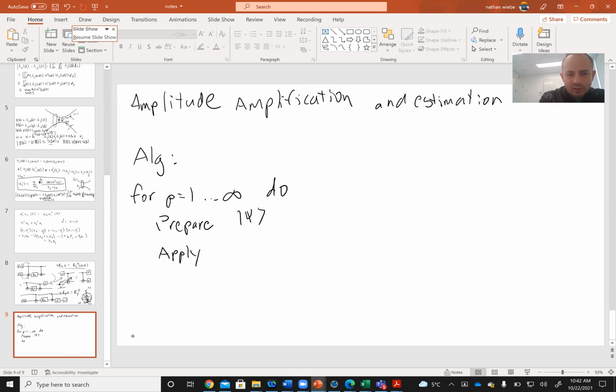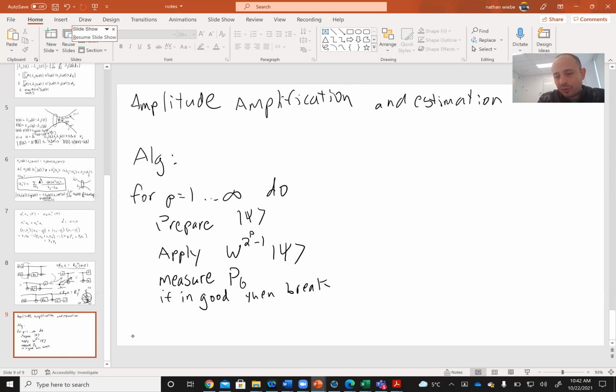apply W to the p minus 1 on psi, measure, meaning try to measure the state and determine whether or not it's in the good space. If in good, then break. I'm sorry, actually, this isn't quite right. What I mean is actually W to the 2 to the p minus 1. Okay, now this looks really scary, right? Because you've got an exponentially increasing size of the rotation.